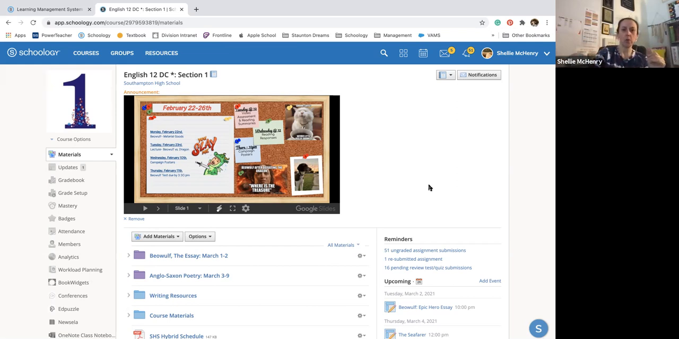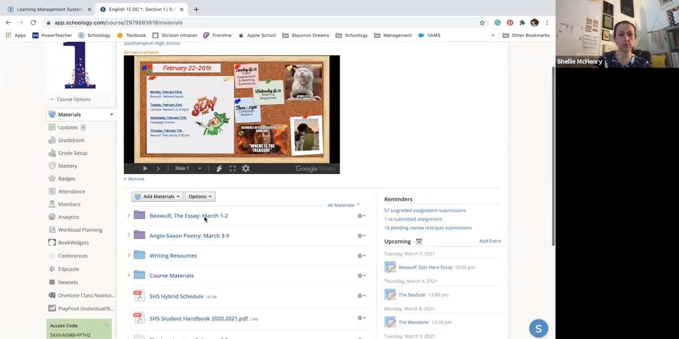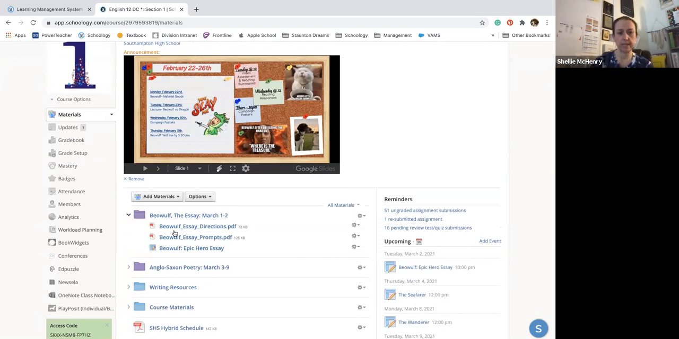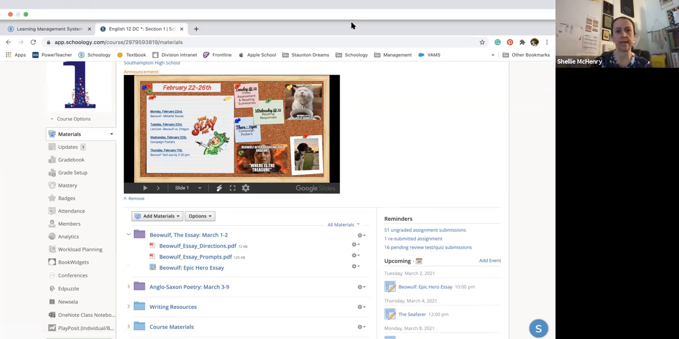So I'm looking at block 1 class here, but it looks the same as what block 2 will see, with the exception of one document. So if we go into the folder for next week, there's going to be 2, we'll worry about poetry come Wednesday. But the folder for Monday is everything for the essay. So you'll have directions, and then you'll have the actual assignment where you're going to type it and turn it in. Block 2, you won't see the prompts because again, you only have one, and we'll discuss that in a second.